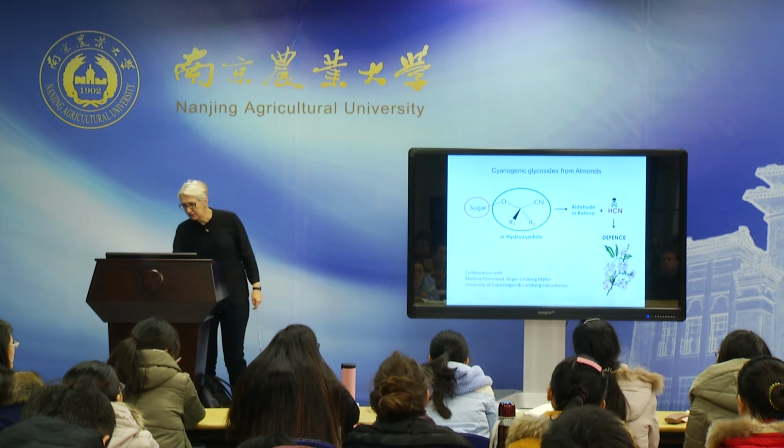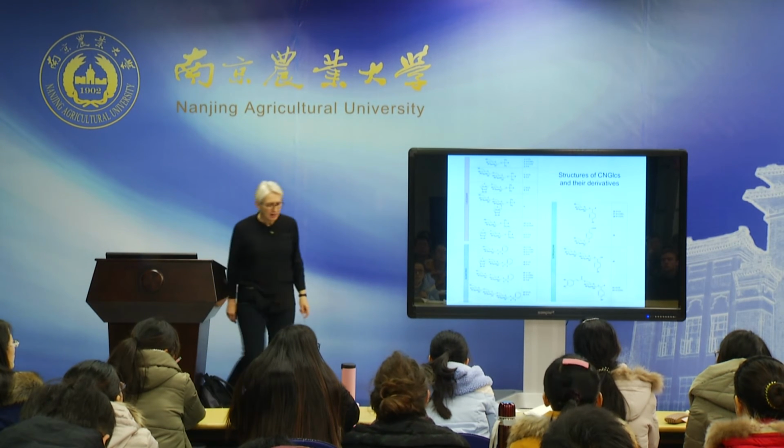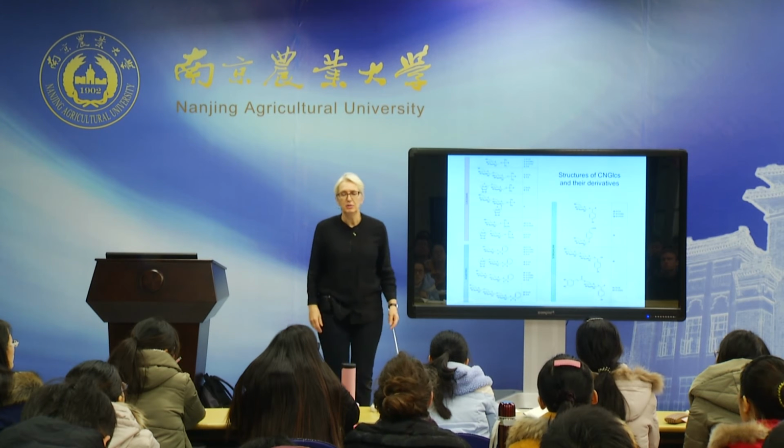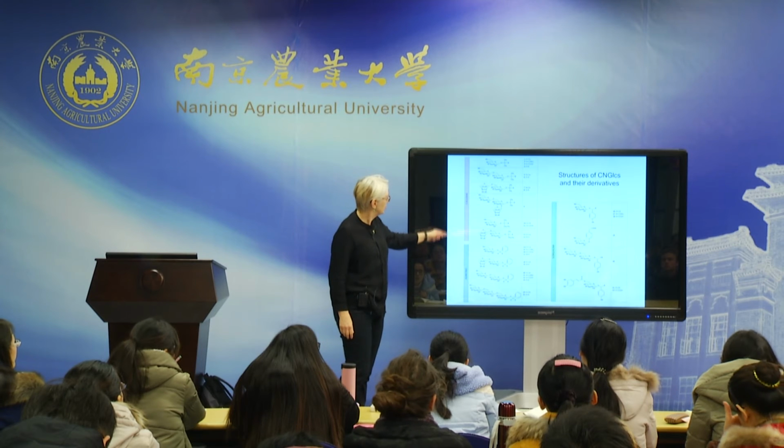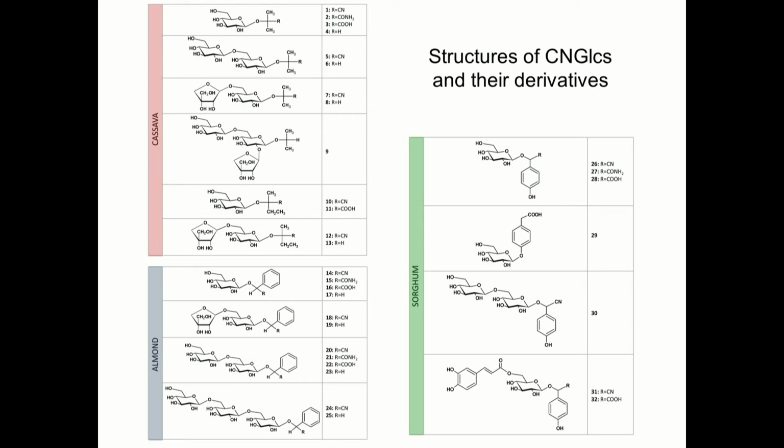And basically, what happens is if you look at almonds, again by LCMS, and you look at these structures, you find a whole mix of different glycosides, a massive amount, really a sort of forest in your HPLC.